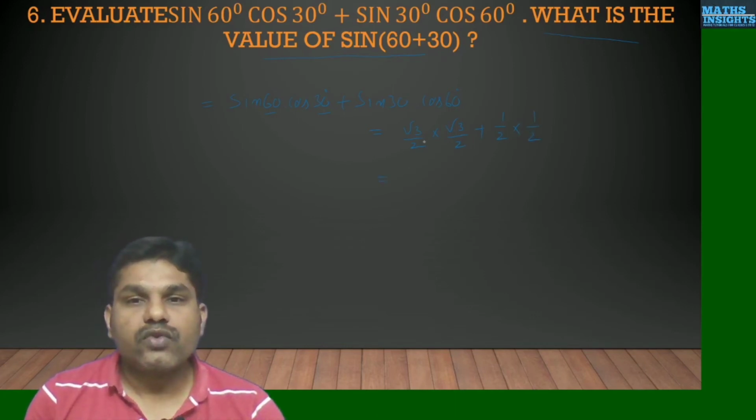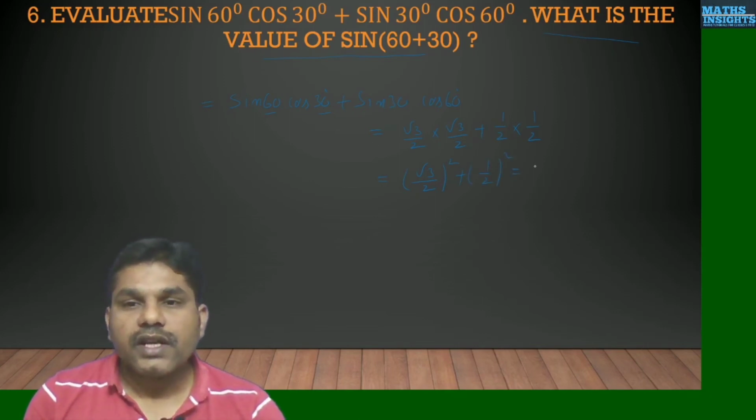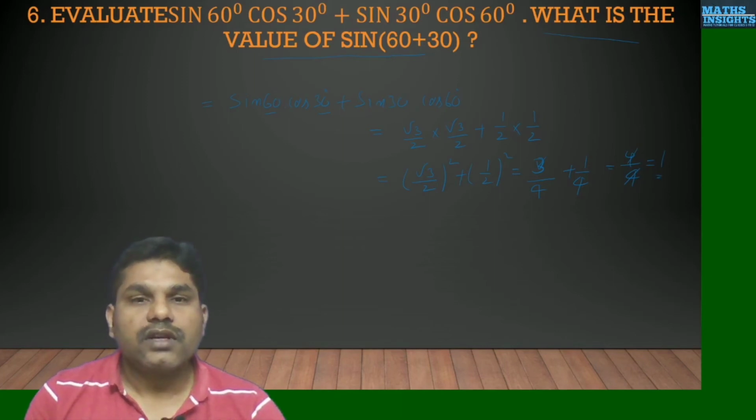That is equal to root 3 by 2 into root 3 by 2, root 3 by 2 whole square, plus again 1 by 2 into 1 by 2, 1 by 2 whole square. The square and square root get cancelled, so this will become 3 over 2 square, that is 4, plus again 1 by 4. The LCM is 4. Therefore 3 plus 1 will become 4. If you cancel these two, that will become 1. So this value is 1.